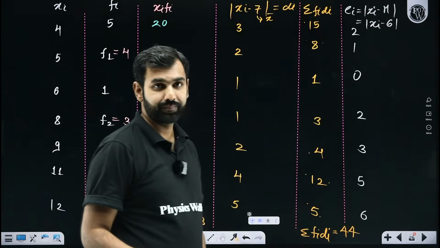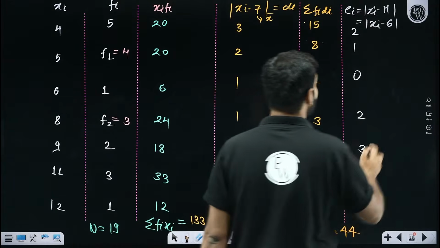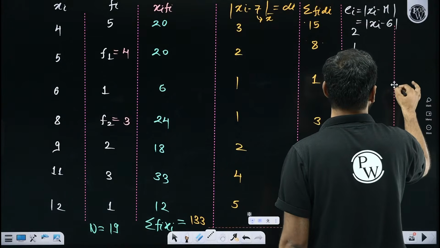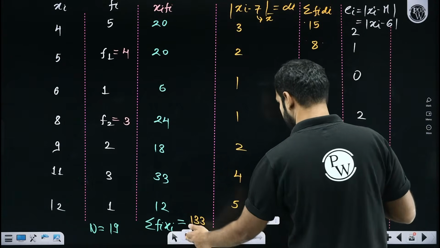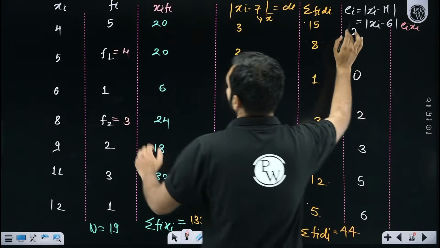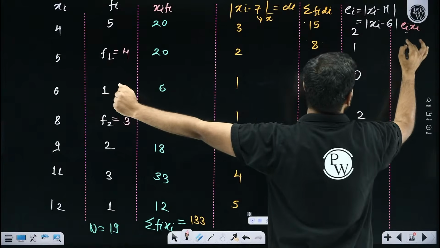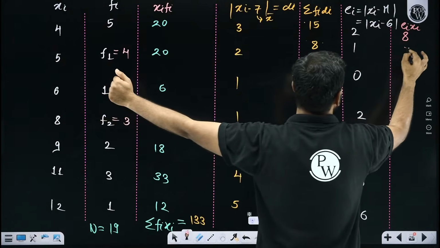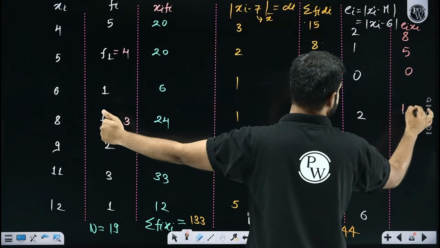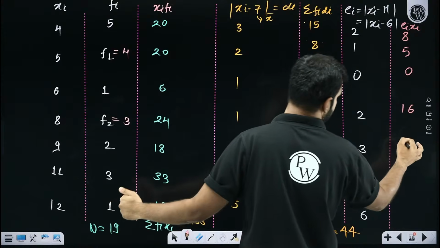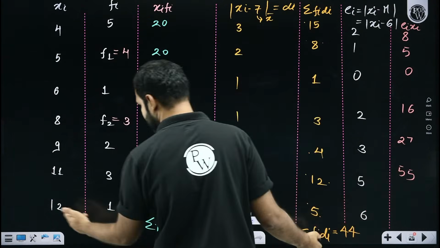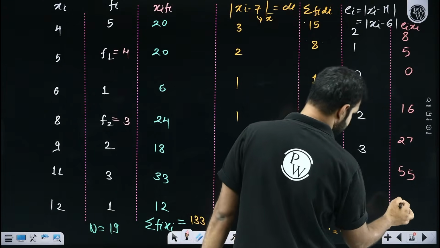This is EI. Next thing which I got to do is find one more thing. What is that? EIXI. I hope you're getting it. So here I'm going to write EIXI. So 2 into 4, that's 8. Then 1 into 5, that's 5. Then 0 into 6, that's 0. Then 2 into 8, that's 16. Then 3 into 9, that's 27. Then 5 into 11, that's 55. And then 6 into 12, that is 72.